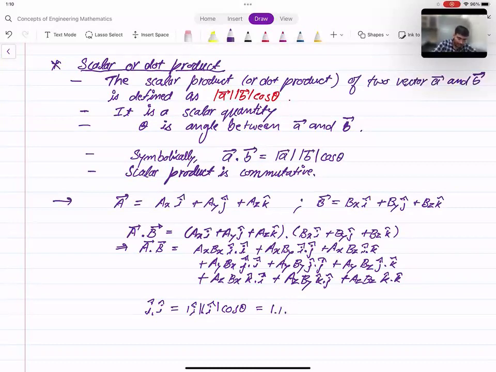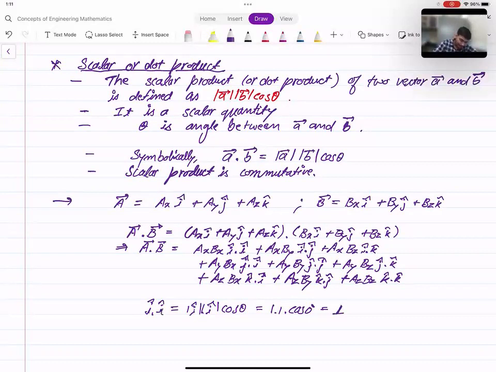So here the angle between two parallel vectors will be 0 degree. Okay, a vector is I cap, so it is in the x direction and magnitude is 1. Another vector is I cap, which is again in the x direction and unit vector magnitude is 1. So the angle between them will be 0. So this is cos 0, and cos 0 degree is nothing but 1.